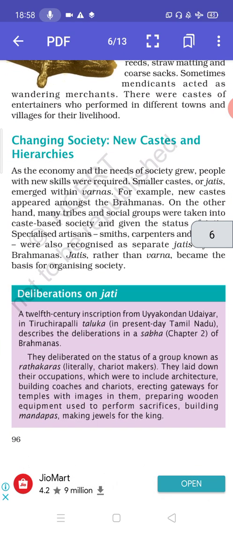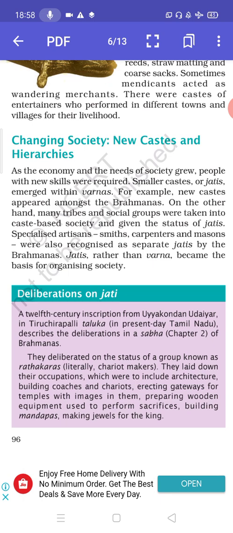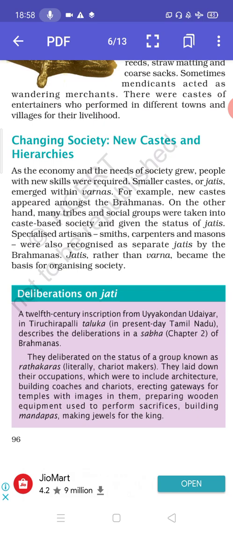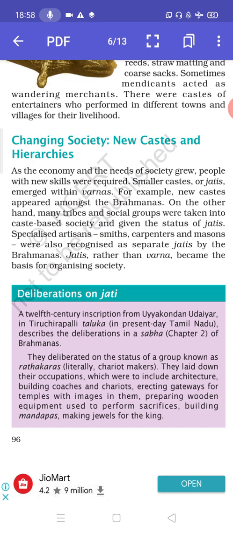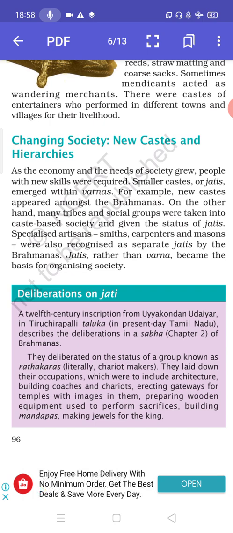Deliberation on jati. A 12th century inscription from Uyakondan Udayar in Tiruchirappalli Taluka in present day Tamil Nadu describes the deliberations in a sabha of Brahmin. They deliberated on the status of a group known as Rathkaras, literally chariot makers. Rathkaras, from the name only, it is very clear. They laid down their occupation, which was to include architecture, building coaches and chariots, erecting gateways for temples with images in them, preparing wooden equipment used to perform sacrifices, building mandap, making jewels for the king.